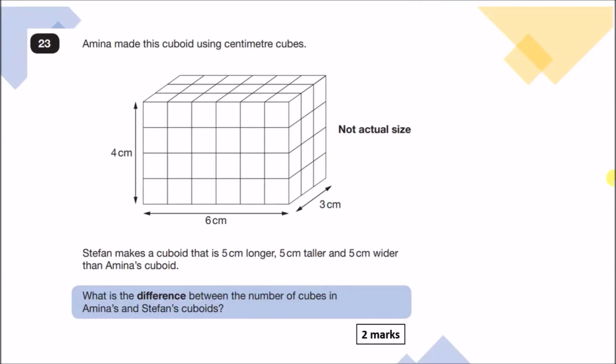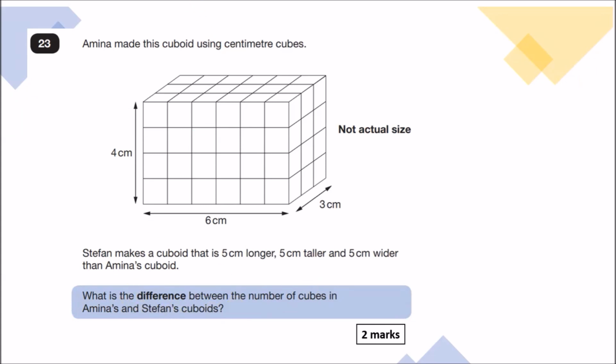And here we go, guys, the final question of the paper. If you guys have reached this far, once again, give yourself a pat on the back because you did amazing. So let's finish this off and see what Amina and Stefan have done. Well, Amina made this cuboid using centimeter cubes. All right, so here's our cuboid with dimensions 4 by 6 by 3. Now, Stefan decides to make a cuboid which is 5 centimeters longer, taller, and even wider. So it's a way bigger cuboid. What is the difference between the number of cubes in Amina's and Stefan's cuboids?